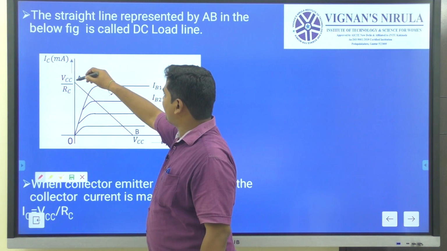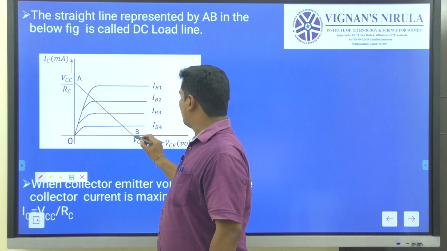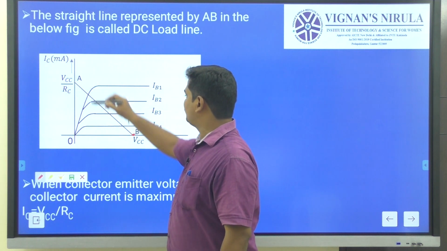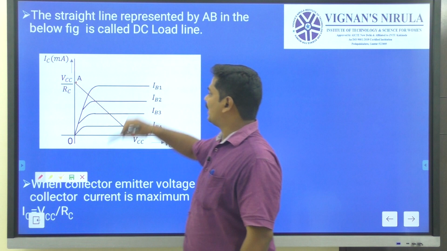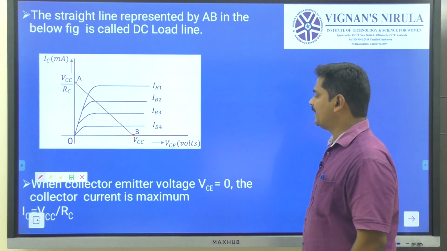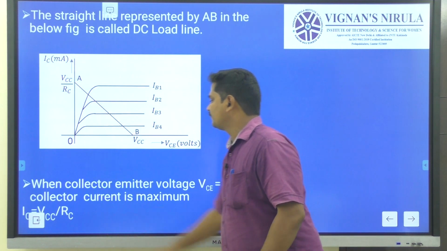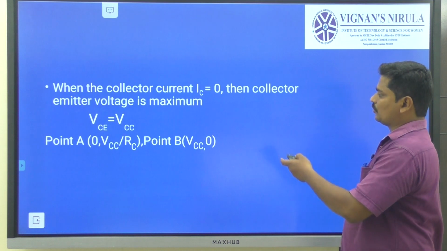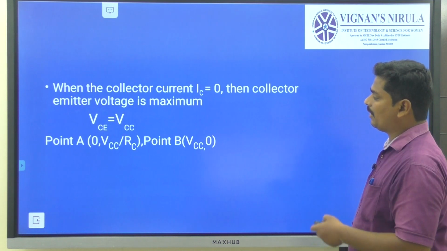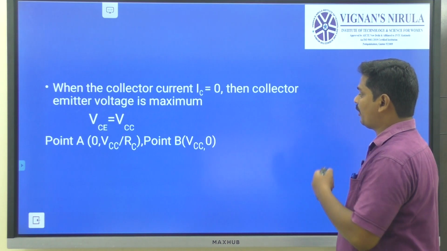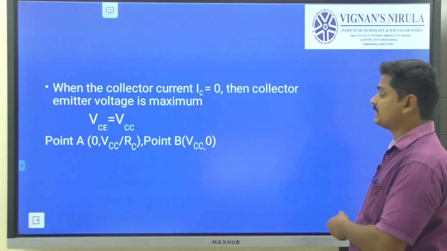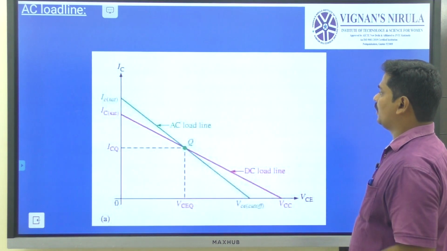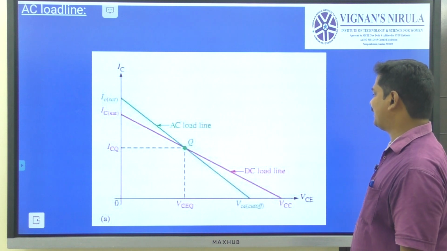This is the point A, that is VCC by RC, and this is the point B, that is VCC. When you draw the line between A and B, we get the DC load line. So point A is (0, VCC by RC), and point B is (VCC, 0). Sorry. And now see, this is the AC load line analysis.